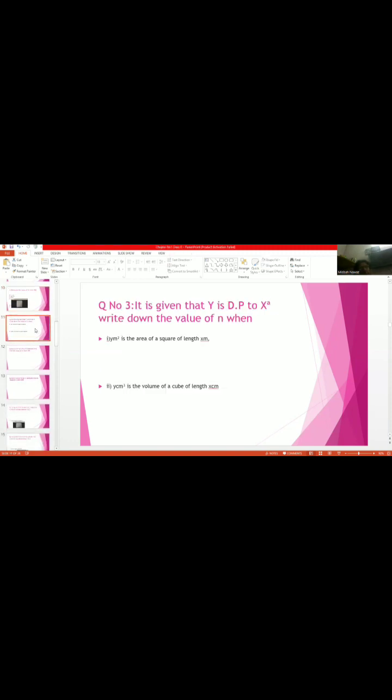Now we move towards question number 3. It is very much important. Question number 3 is so important because it usually comes in the exam. So concentrate on the questions. First, I will tell you how we have to solve this question.